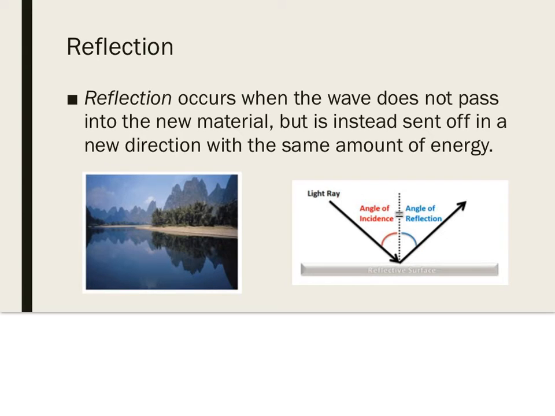Okay, so this angle of approach is known as the angle of incidence. And the angle at which the wave leaves is known as the angle of reflection. So the law of reflection states that when a wave is reflected, the angle of incidence is always equal to the angle of reflection. So this means that waves bounce off a flat surface at the same angle at which they strike it.